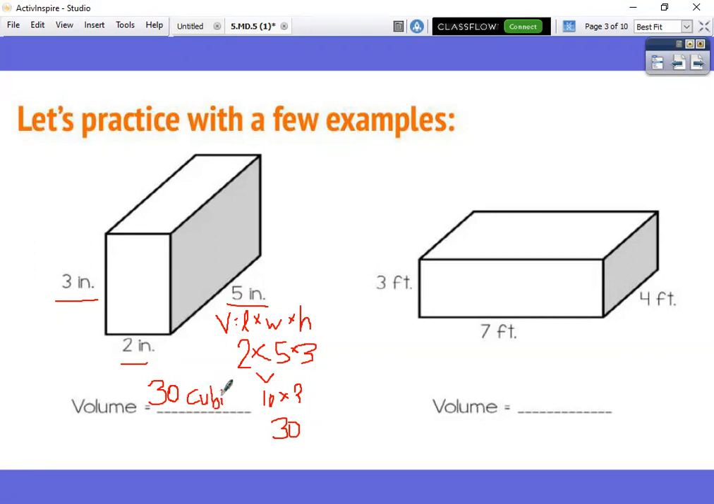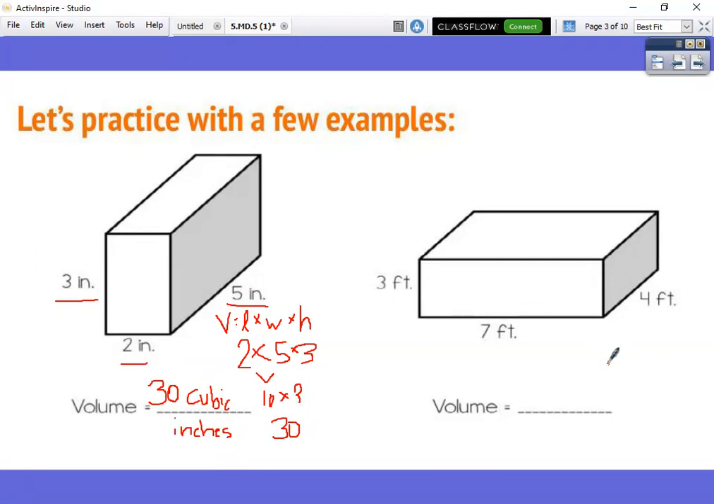We always have to make sure that we express our volume in cubic units. And since we are measuring each of our dimensions in inches, that's why we have our volume in cubic inches.